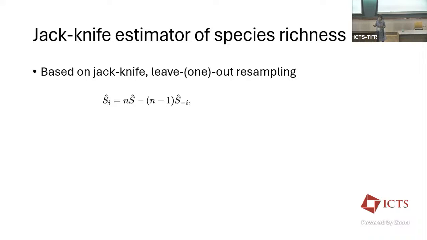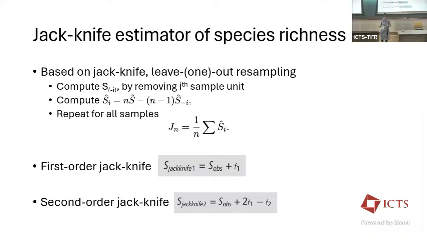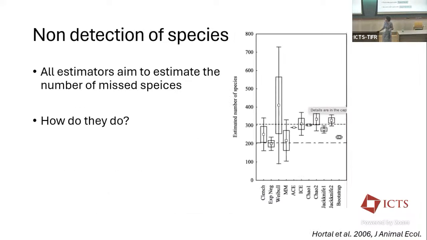No, you can have first order jackknife, you can have second order jackknife as well. So there are closed form equations for first order and second order jackknife estimators. This is your first order jackknife estimator. Essentially, you're just adding the number of species that you've seen only once. Your second order jackknife estimator uses both the species that you've seen only once and the species that you've seen only twice.